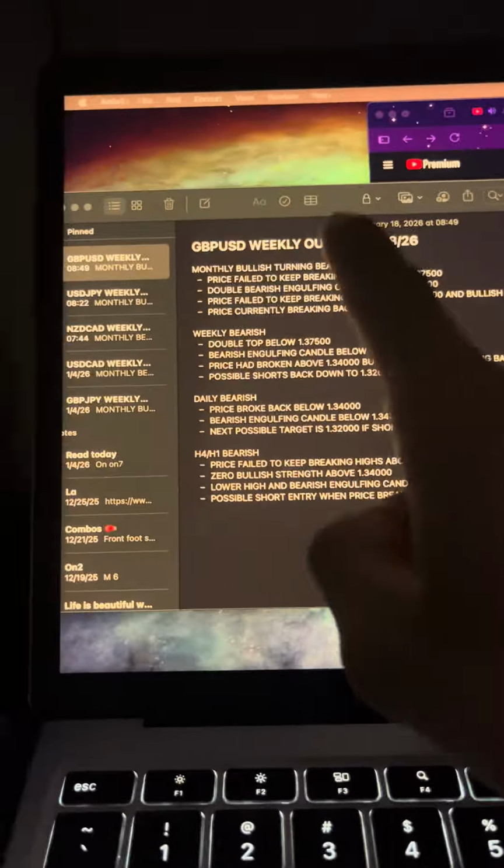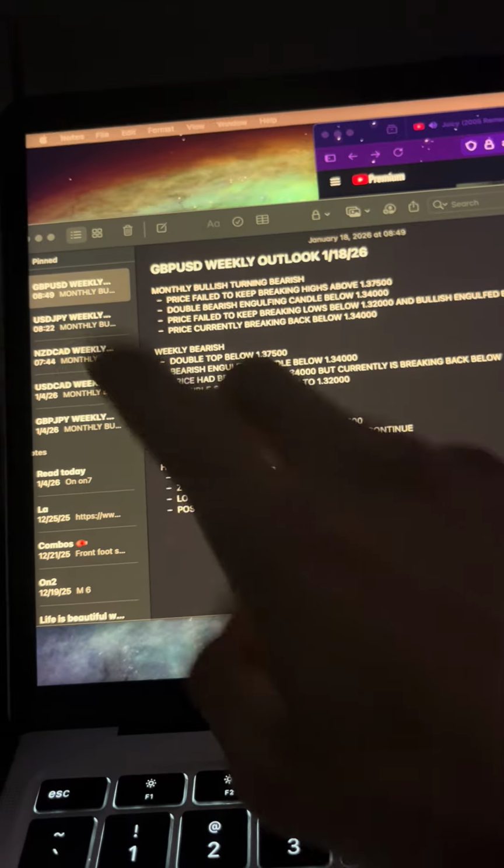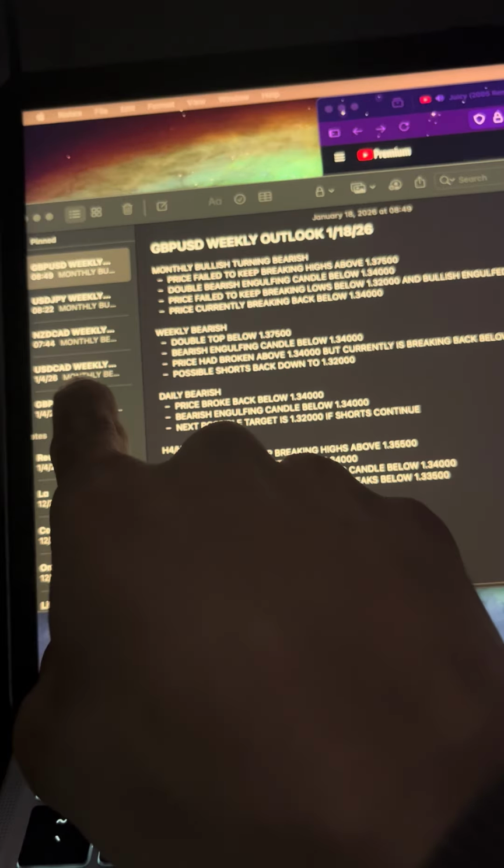So this week I'm only marking up GBPUSD, UJ, and NZDCAD because I'm in an active trade on USDCAD. I'm technically in an active trade on GJ. Well, I'm still with the same analysis.